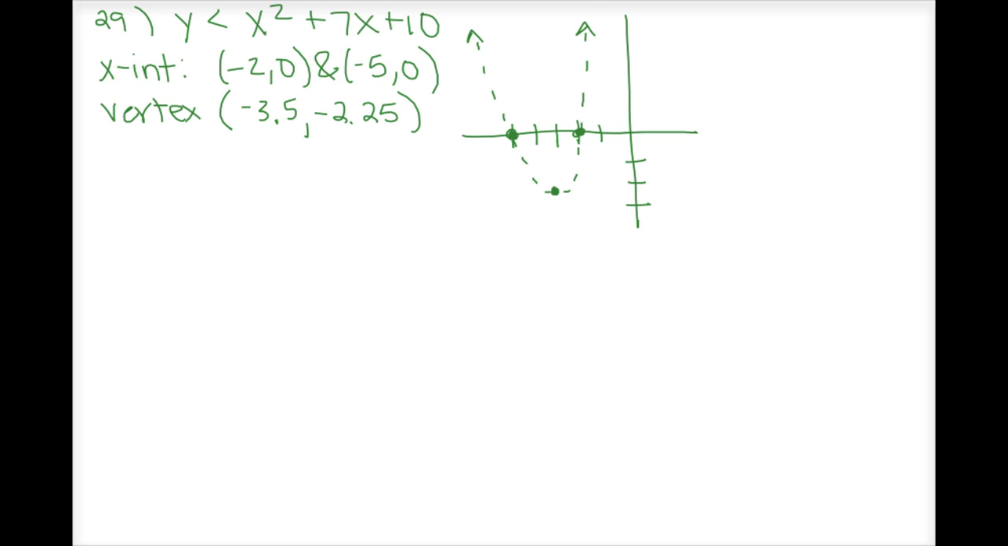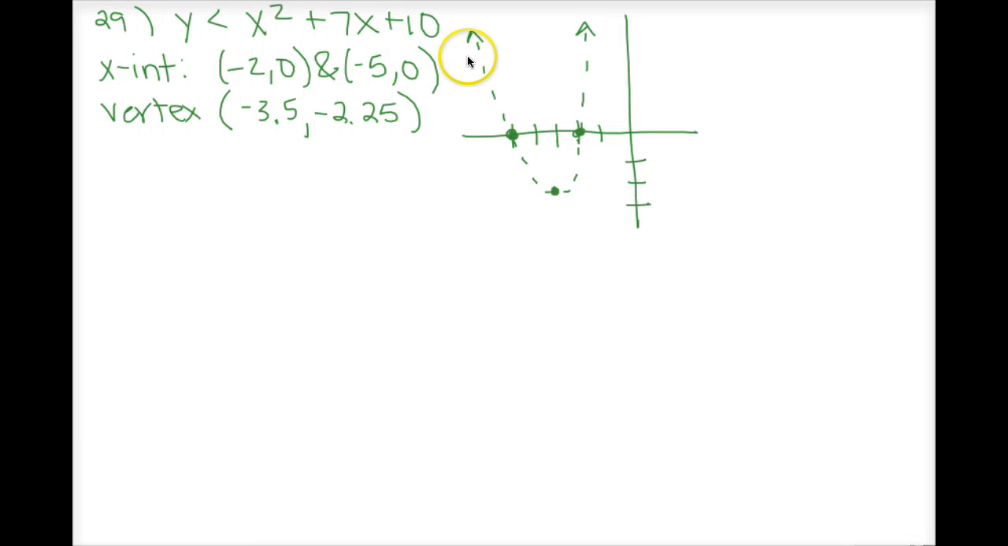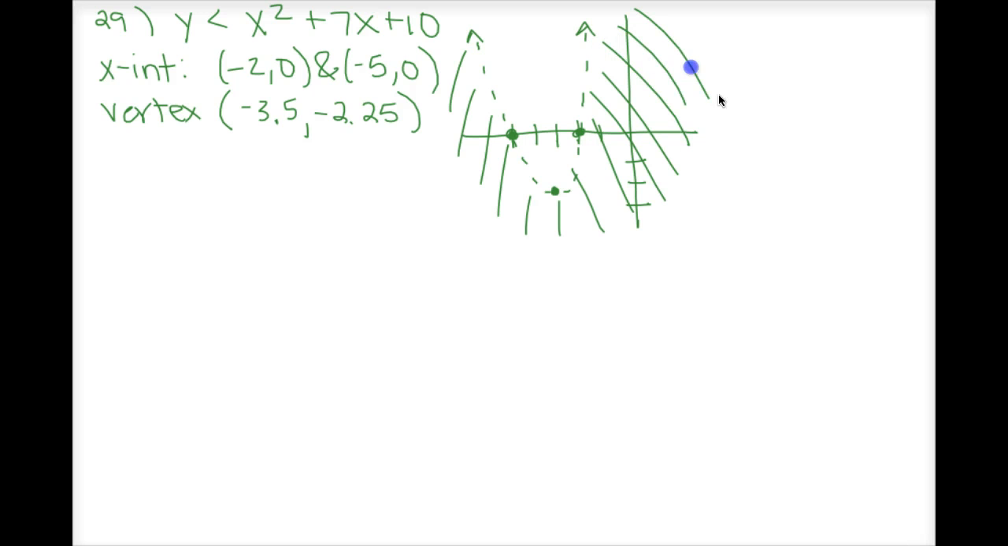And obviously you could see from the graph that the shading is below since it's a less than, so then you would just draw in your shading to get that. So that would be your answer there on 29. All right. We're getting there.